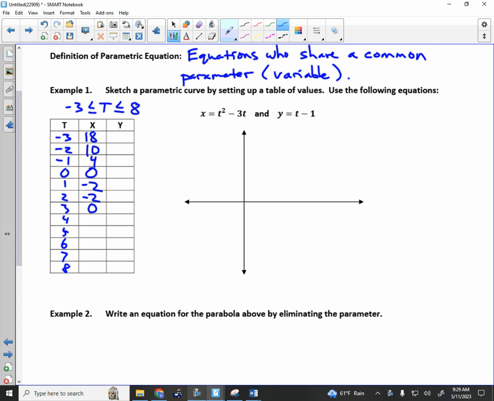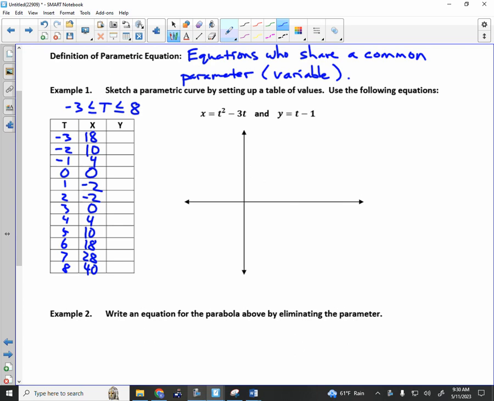Plug in 4. 4 squared, 16. 16 minus 12, 4. 5. 5 squared is 25. 25 minus 15, 10. 6 squared, 36. 36 minus 18, 18. 7 squared is 49. 49 minus 21, 28. I'm going to plug in 8. 8 squared is 64. And 64 minus 24, 40.